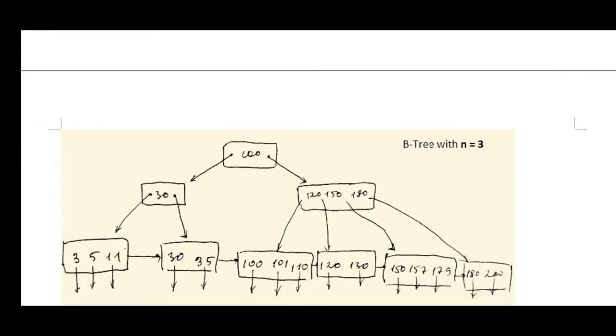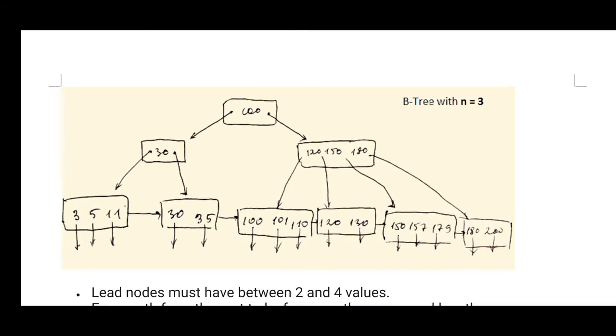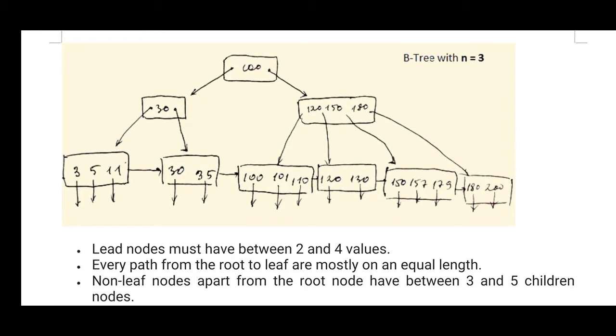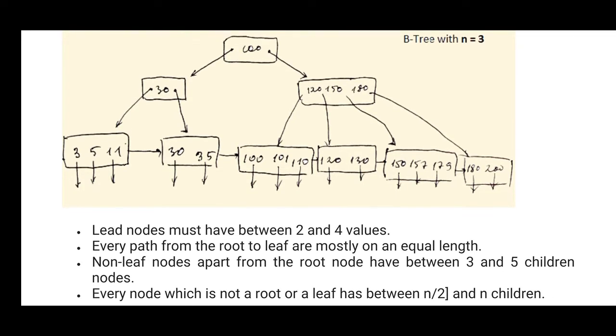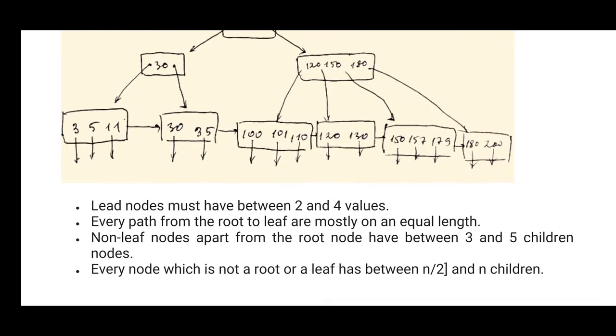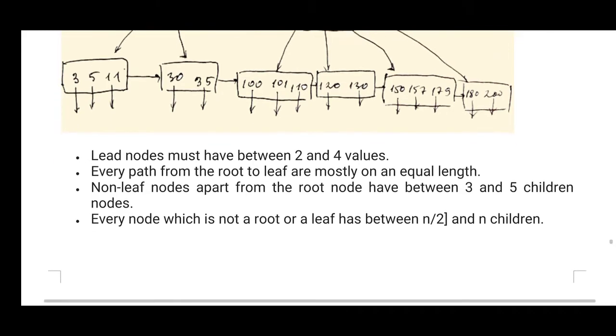Here is a B-tree with n equal to 3. Leaf nodes must have between 2 and 4 values. Every path from the root to a leaf is of equal length. Non-leaf nodes apart from the root have between 3 and 5 children. Every node which is not a root or leaf has between n/2 and n children.